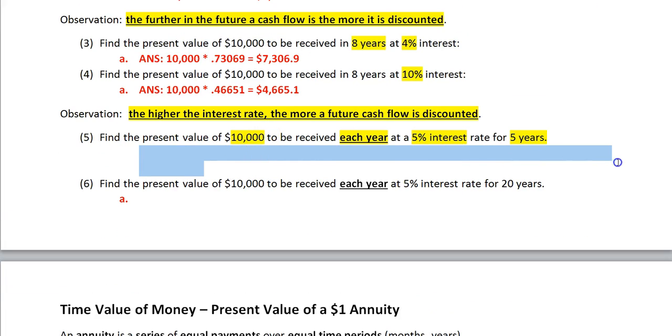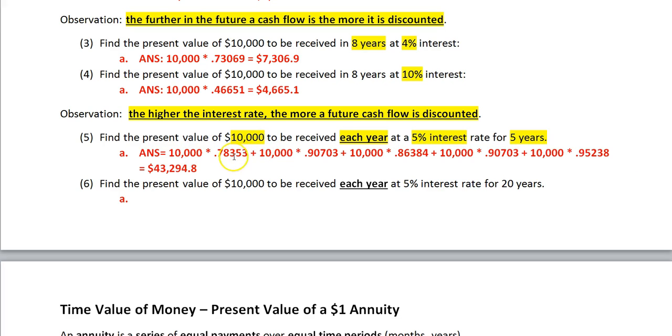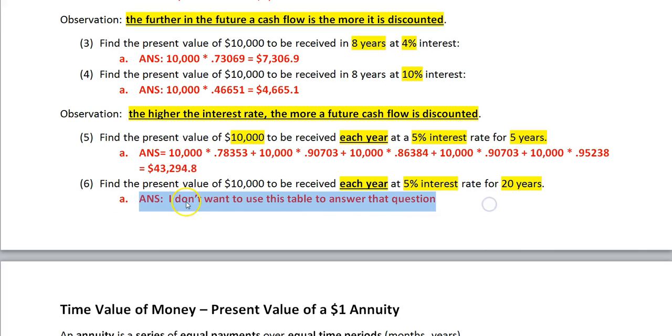And this is longer because it is all that. All right, so we did that for 5 of them. I know that's a lot of work, and I'm getting to a point here. We're going to see in a second. Let's look at the next question. Find the present value of 10,000 to be received each year at 5% for 20 years. That one took 5. This is going to take a lot more room than what I have. So what I answered is, I don't want to use this table to answer that. I don't want to do this 20 different times.